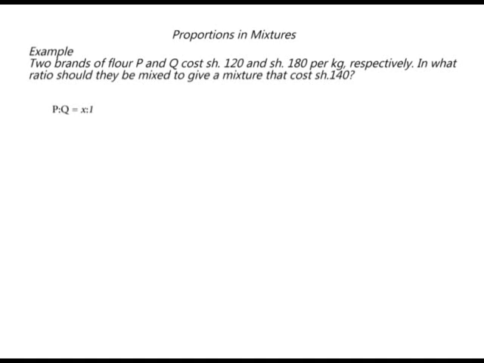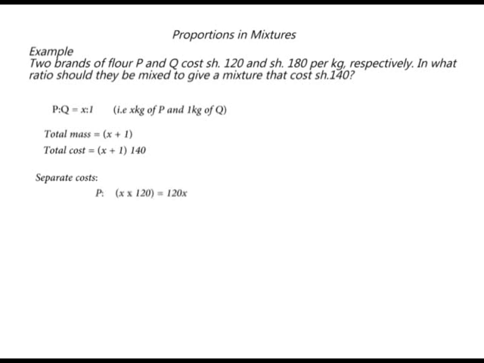And so in this mixture, we have x kilograms of P and 1 kilogram of Q. Total mass will be x plus 1 kilograms. Total cost will be x plus 1 times 140. Separate costs, brand P will be x times 120 and brand Q will be 1 times 180. That gives us 120x plus 180.